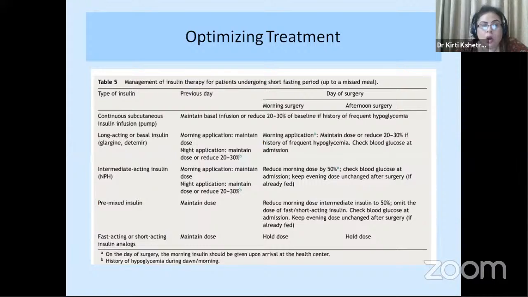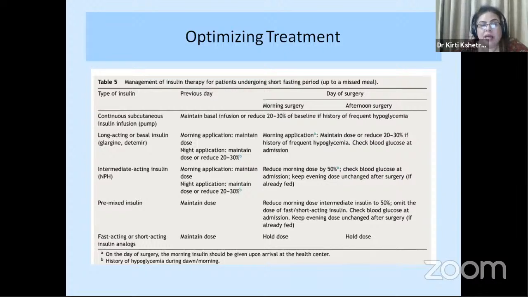Long-acting or basal insulin like glargine, like on the previous day, the dose has to be maintained, but again, the night dose should have a 20 to 30% reduction, in patients who are hypoglycemic or requiring a bowel preparation.